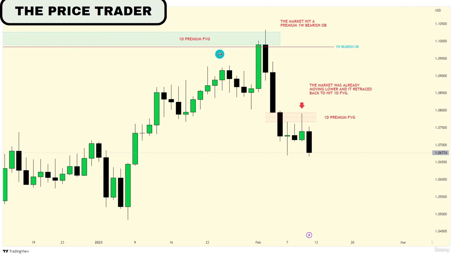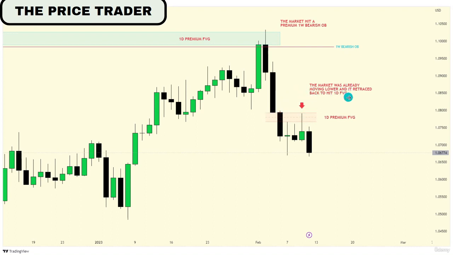As you can see, we also had a 1 day premium fair value gap as a confluence to that weekly bearish order block. So once we hit that area, once we filled that daily fair value gap, the market immediately started reversing, and this day it's also reversed. Once we took out these lows, we left an imbalance here. So this is the example we're going to be looking at.